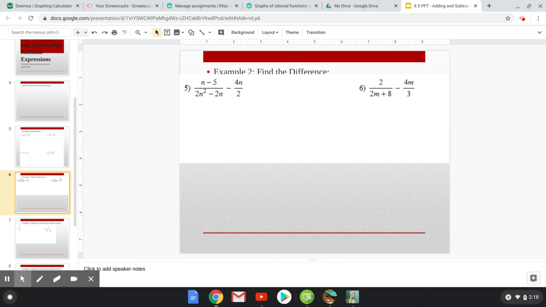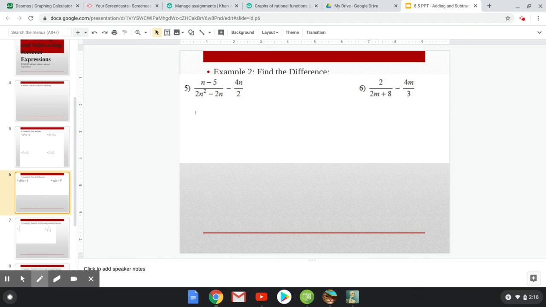All right, we're continuing 8.5. This is subtracting rational expressions. So pretty much just like adding, except for now we're going to be subtracting. So as usual, the very first thing we're going to do is factor.